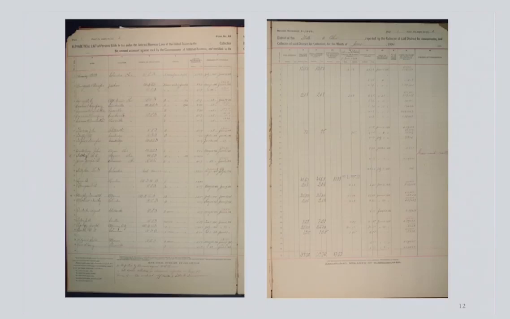You can see the information collected includes the person or business name, their location, the article or occupation being taxed, penalties assessed, and occasional comments by the assessor.